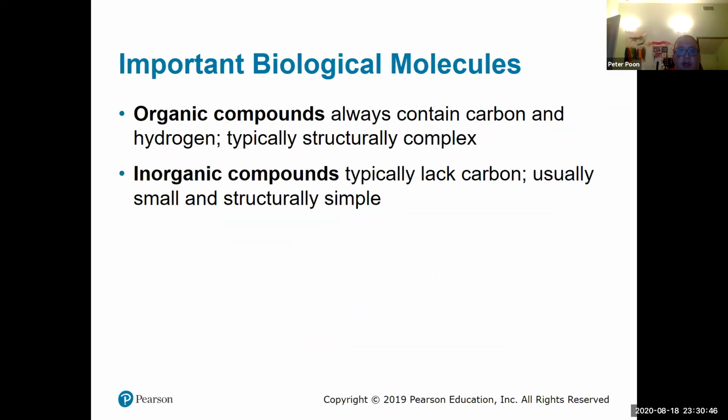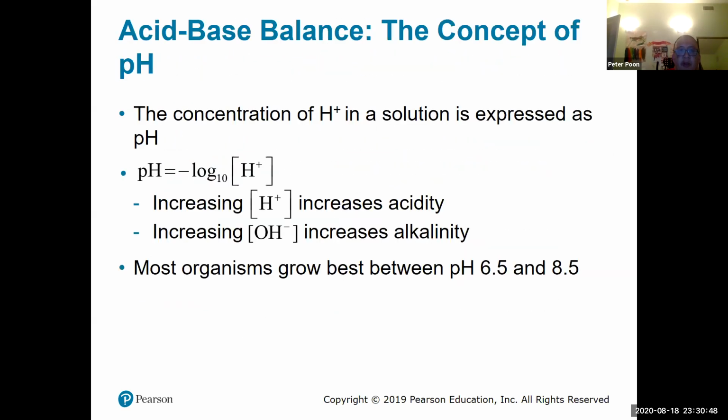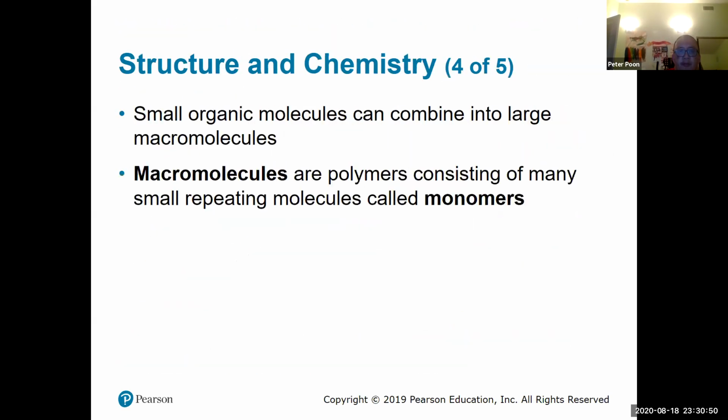Sorry about that. Let me fast forward to where we're going. So small organic molecules can combine into large ones. Now we're moving from chemistry to biochemistry. Macromolecules, the stuff that we usually deal with, are polymers that consist of large or small repeating units called monomers. Poly, many, mer, mono, one, mer.